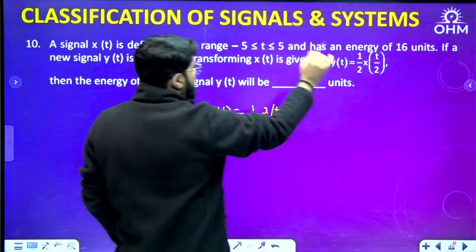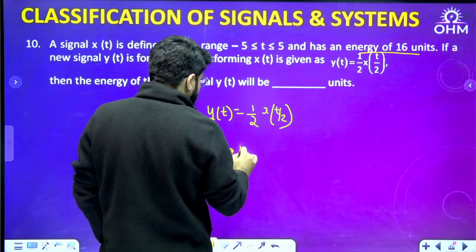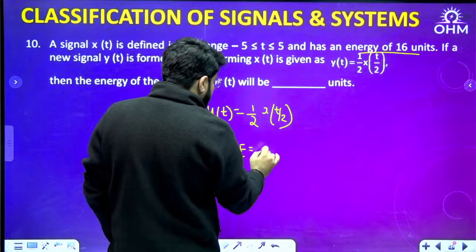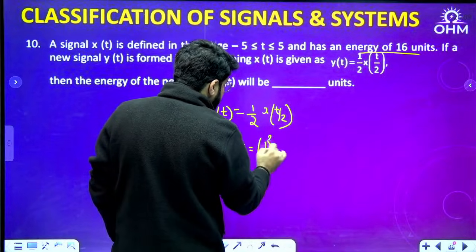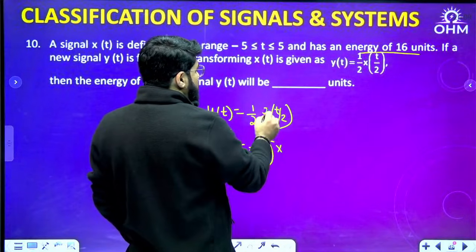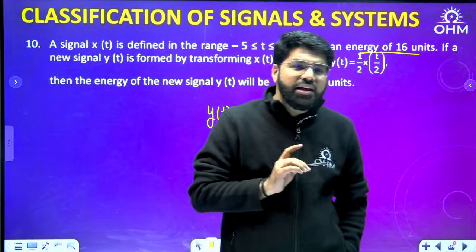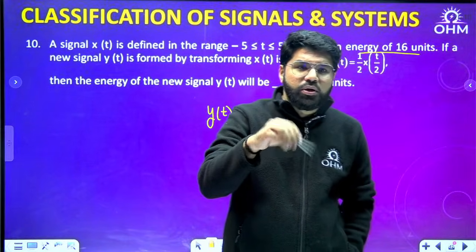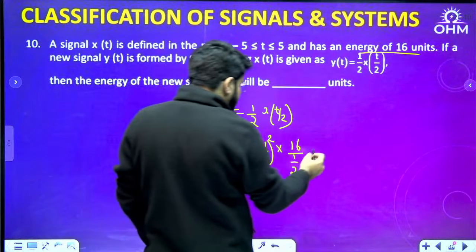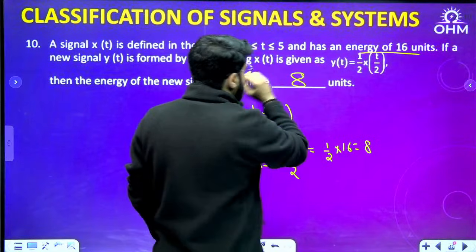For xt, the energy is E. Suppose E is 16. So for x of t by 2, the energy of this signal, now number one, if any signal is multiplied by half, the energy will be multiplied by half square. What is the xt energy? Xt energy is 16. Then for x of t by 2, what is the 2? Time scaling factor, and the energy is given by E by A, as I told you. What is the A value? Half. So half will be further divided, so actually the 1/2 will get cancelled. So only half into 16, the answer will be 8.